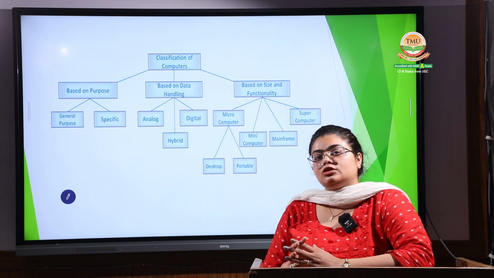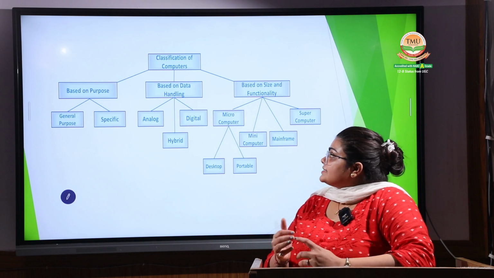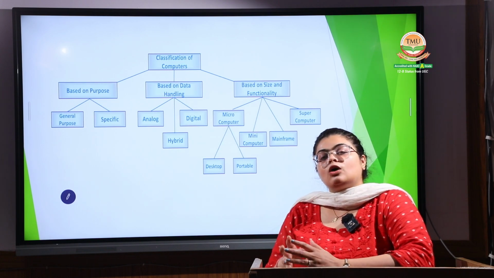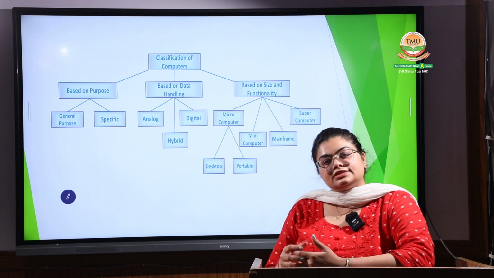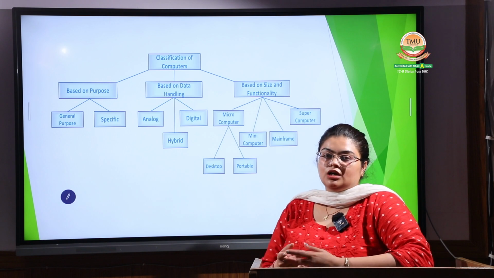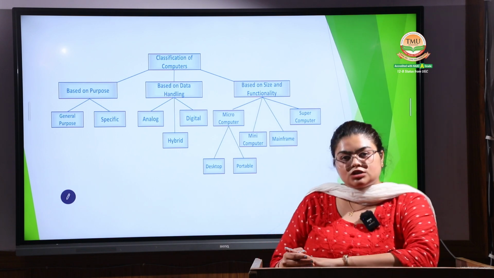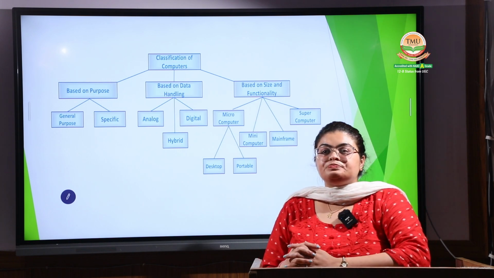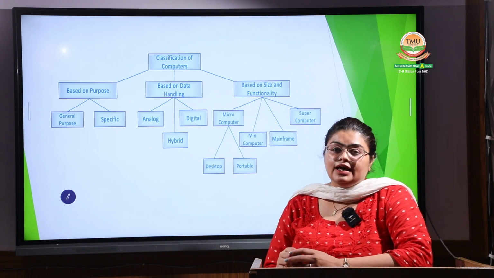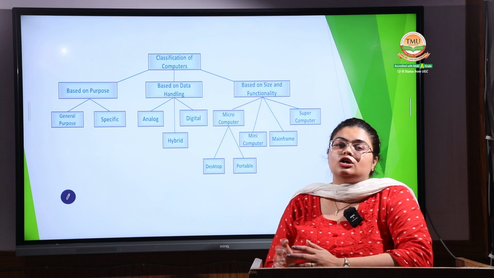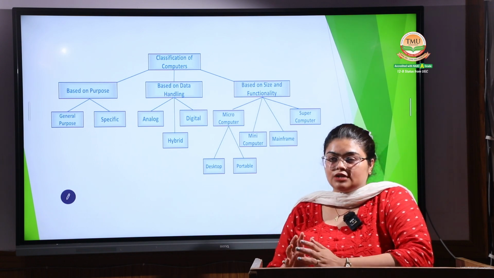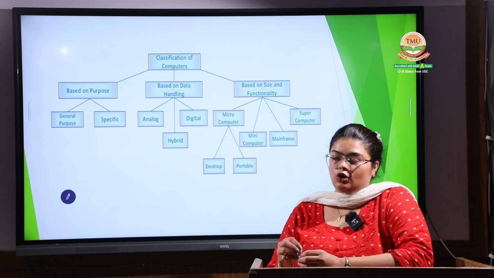So these are based on the special purposes. Second, based on the data handling. Data handling is a term where, according to the data handling, computers are classified into 3 types: analog, digital and hybrid. First of all, we can go to the analog term. Analog computers are based on analog signals. They depend on the analog signals or the analog data, and the computers understand these forms of data in the form of analog.